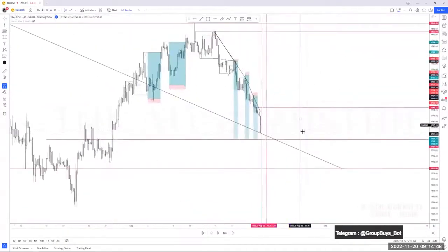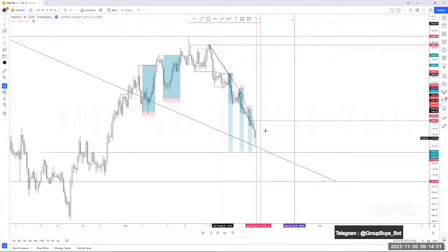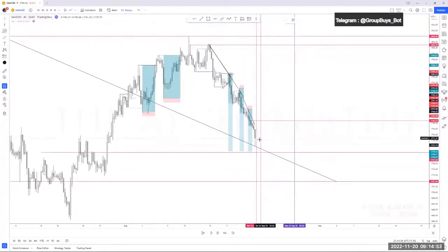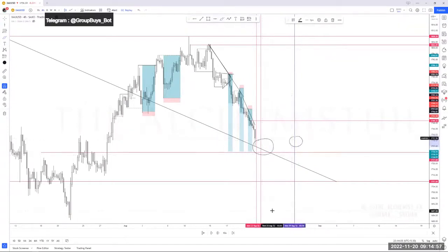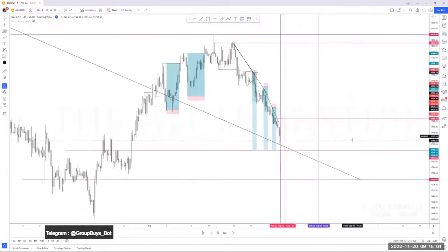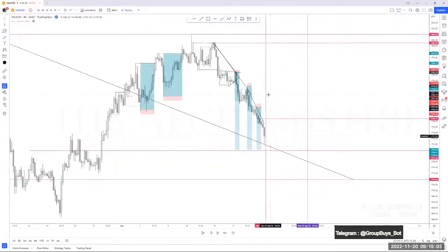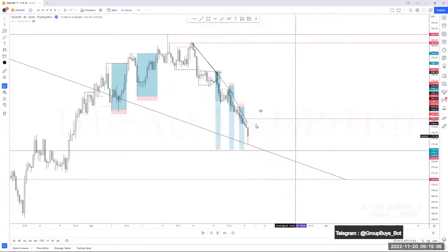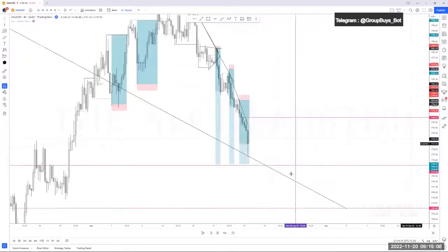Okay, so here, remember, if the current market closes above these levels on this day, what do we know? The weekly has closed above that level. So we have to look for another weekly level, the next weekly level to sell it from. So let's wait.